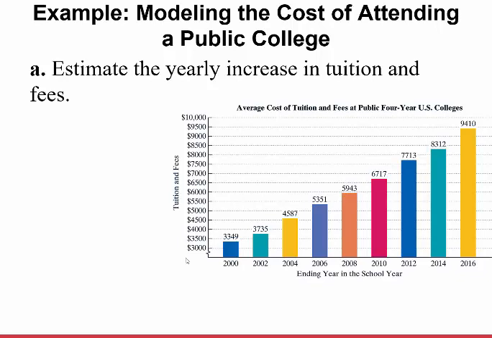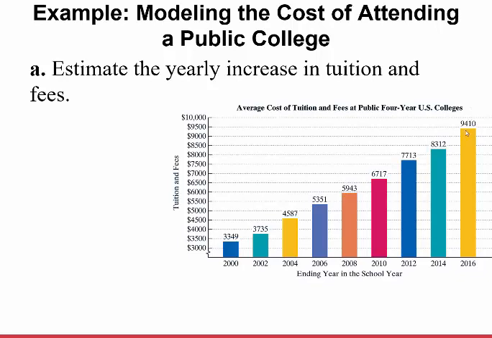Like in 2000, the average cost to attend a public four-year college was $3,349 a year. I actually went to college, was a freshman in 2000. That's pretty much roughly what I was spending per year to go to my four-year public college. And then look what's happening, going way, way up. By 2016, it was $9,410.